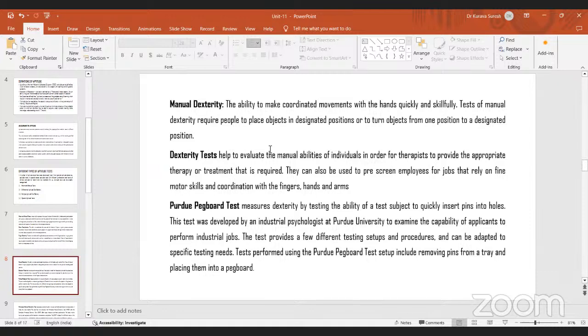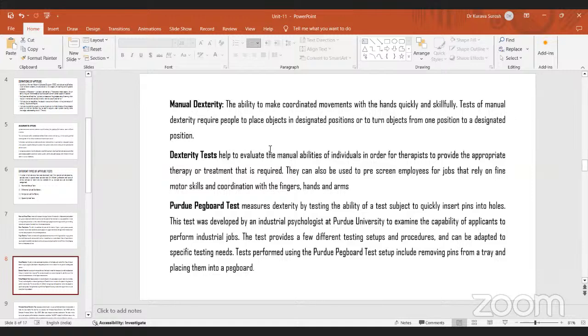Dexterity tests help to evaluate the manual ability of individuals, in order for the therapist to provide the appropriate therapeutic treatment that is required. They can also be used to pre-screen and employ people for jobs that rely on fine motor skills with the fingers, hands and arms.